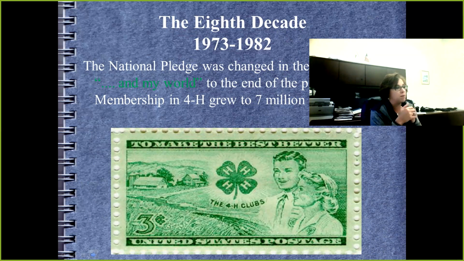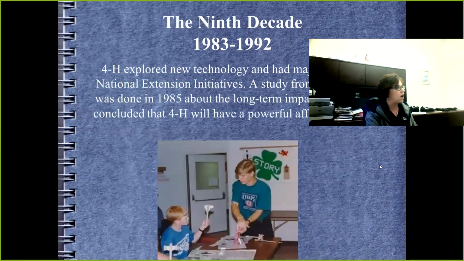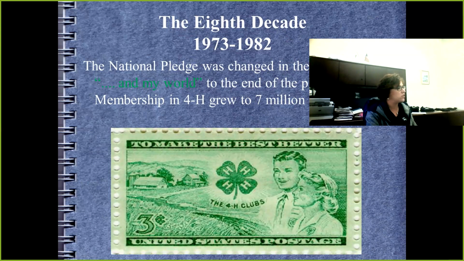But membership grew to 7 million youth in 1974. This is a postage stamp that was put out around that time. I was actually thinking that postage stamp was back in the 50s, but I could be wrong. It might have been in the 70s.